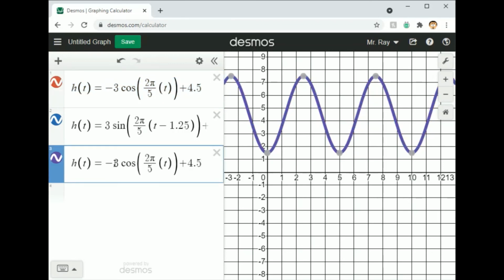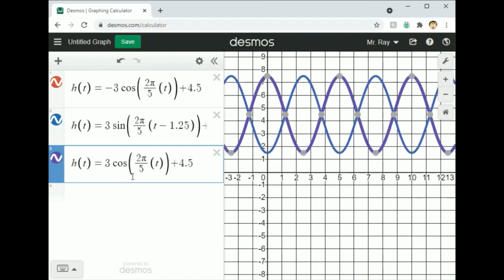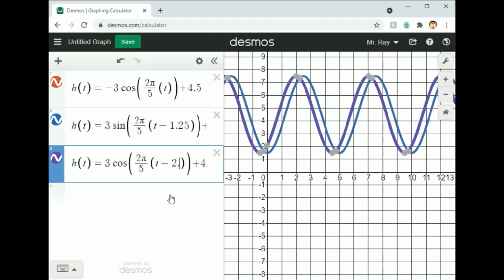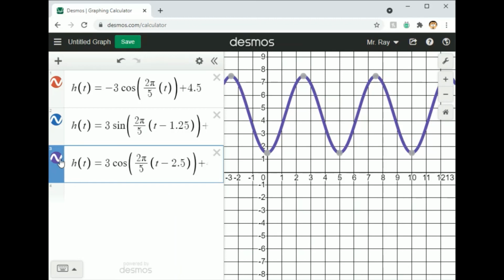I'm going to do just one more really quick here. And I mentioned that instead of doing a negative sign there, I could just move it over 2.5 to the right, and it's in purple as well. And again, those functions are all identical.